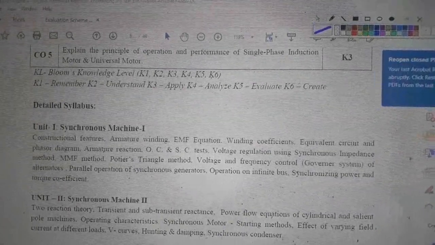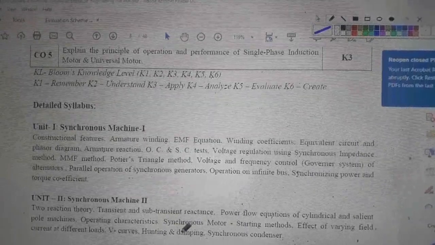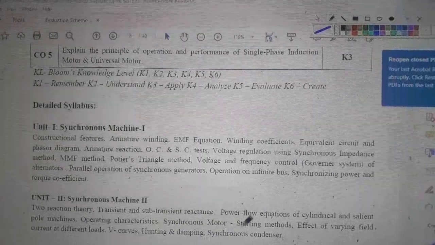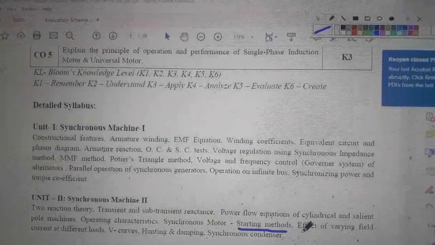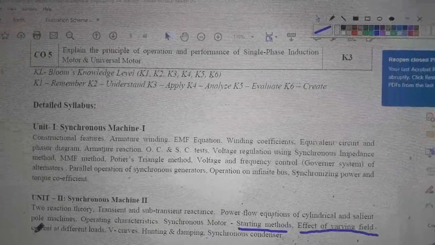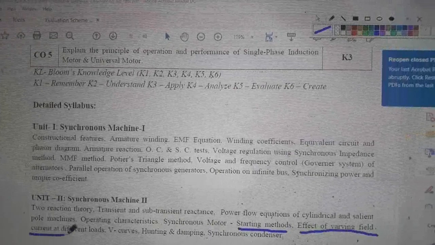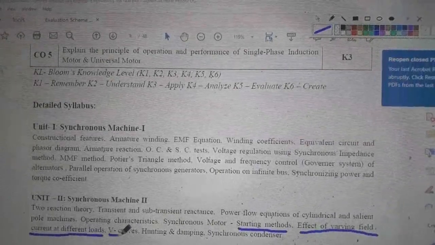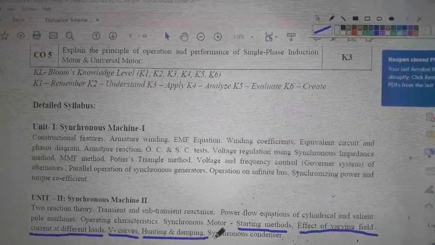Synchronous motor has limited uses in industry, and it is widely used as a synchronous condenser. This is the starting method, effect of varying field, different current at different load. We have to study the characteristics at different load, V curve, hunting and damping, synchronous condenser.